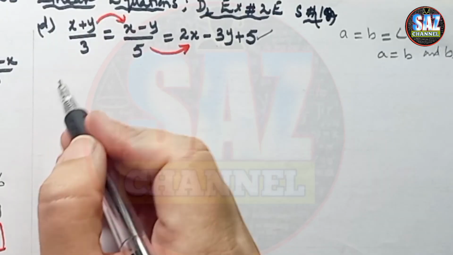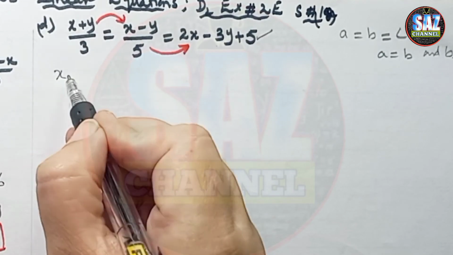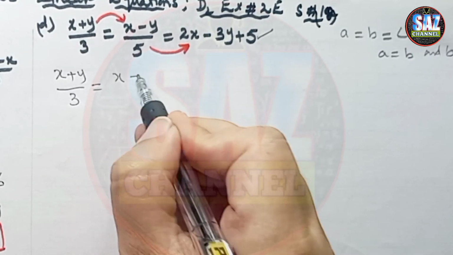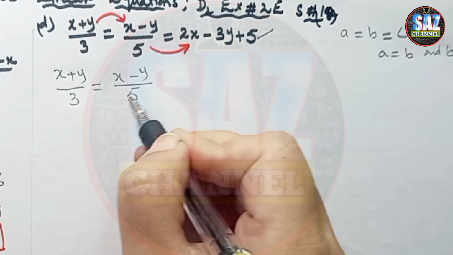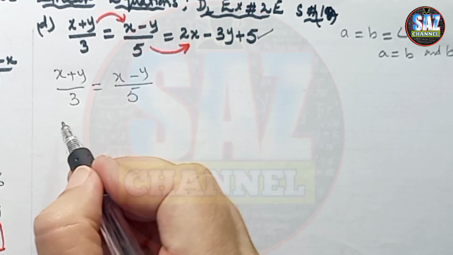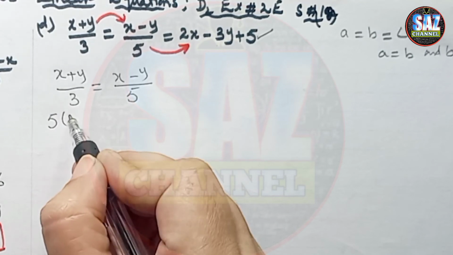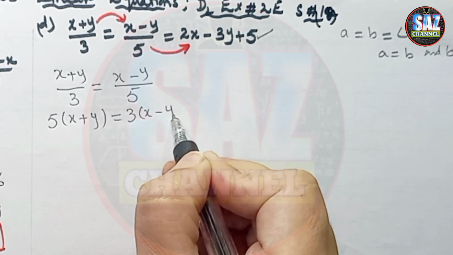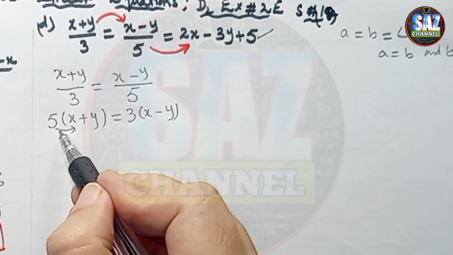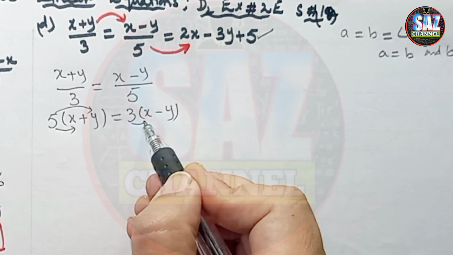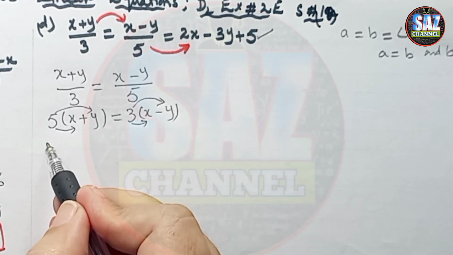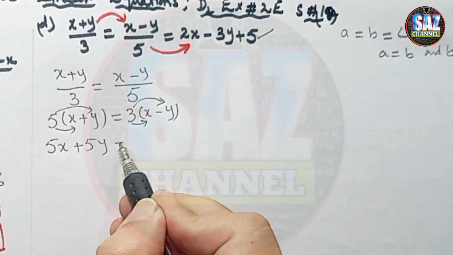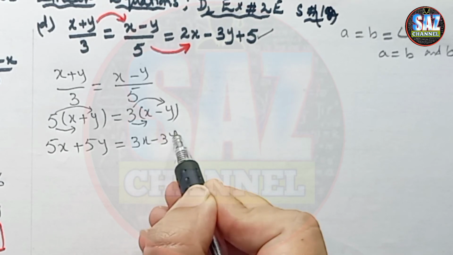So what we will be doing: (x plus y) by 3 equals (x minus y) by 5. Now both the sides contain a single fraction, so go for cross multiplication. 5 into (x plus y) equals 3 into (x minus y). Apply the distributive property: 5 has to be multiplied and 3 has to be multiplied with every term inside the bracket. 5x plus 5y equals 3x minus 3y.